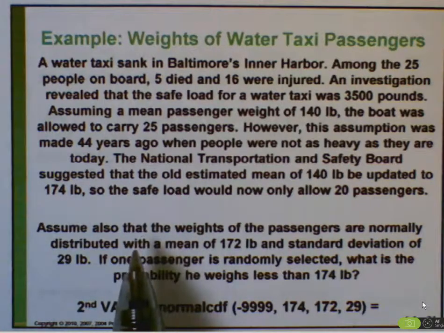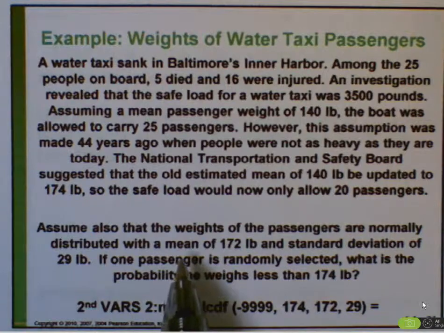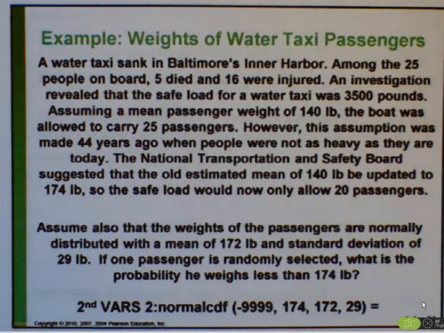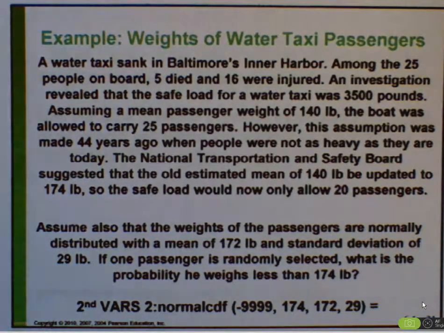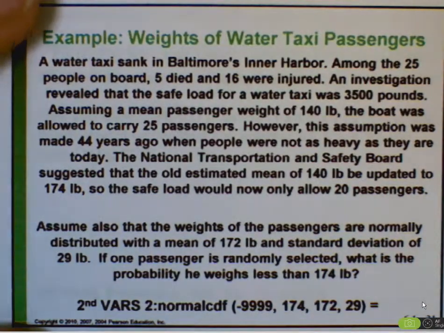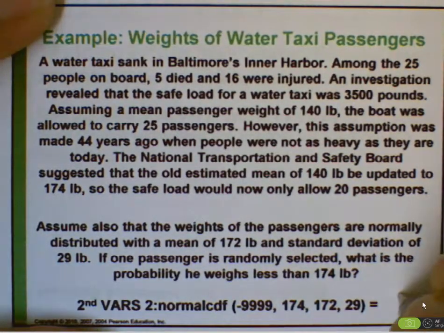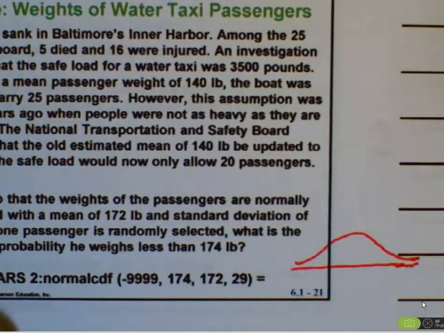Assume also that the weights of the passengers are normally distributed with a mean of 172 pounds and a standard deviation of 29 pounds. If one passenger is randomly selected, what is the probability that he weighs less than 174 pounds? Just like we did in 6.2, the first thing we need to do on all of these problems is draw the standard normal distribution. That helps us determine exactly what we need to enter on the calculator.